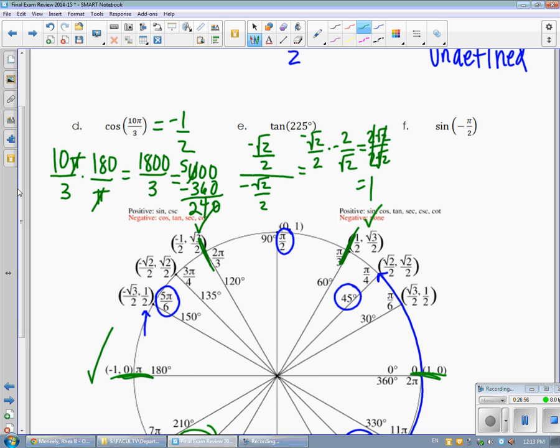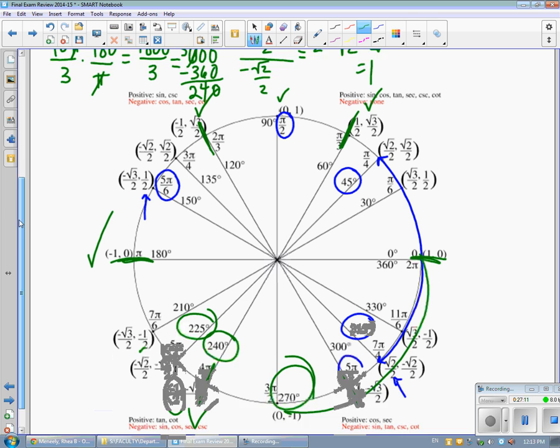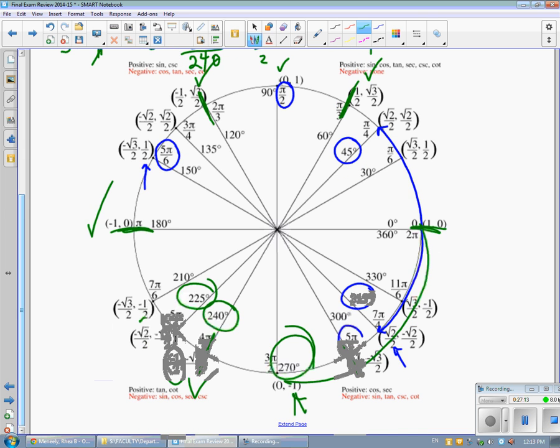In letter F, we're looking at the sine of negative pi over 2. This, again, is one where if we've got a positive pi over 2 up here, then a negative pi over 2 is going to correspond to 3 pi over 2, or simply 270 degrees. And if I am trying to find the sine, I'm looking at the y value, which is negative 1.